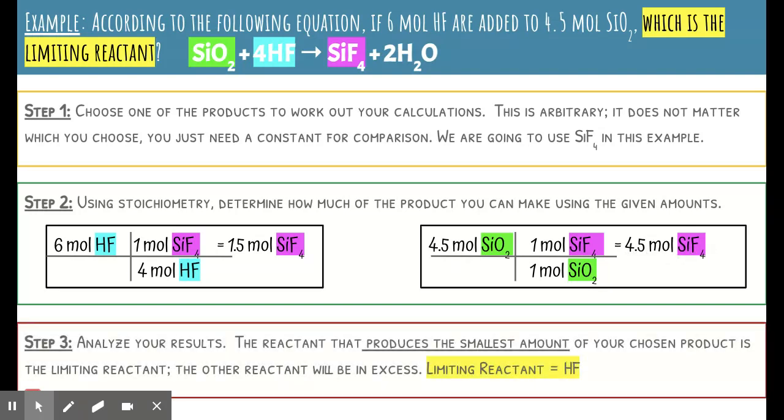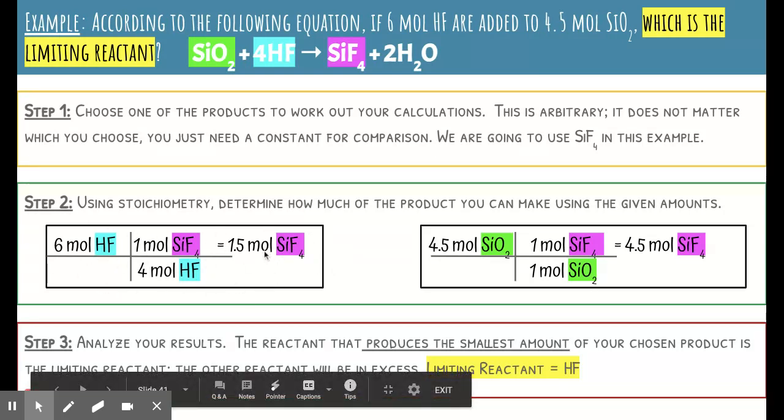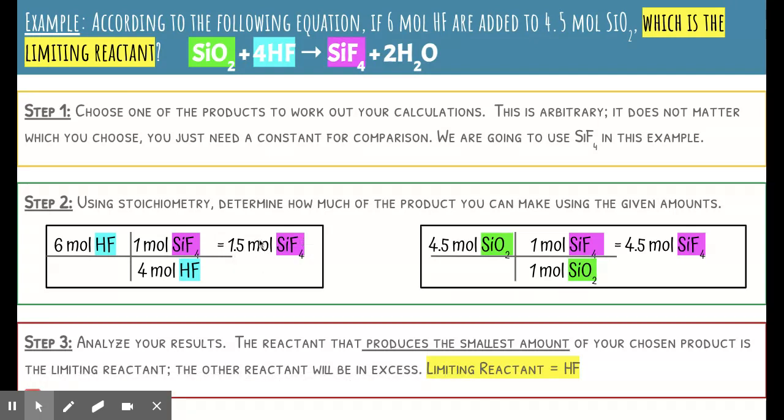Now, the last part is to figure out which of these is the limiting reactant, because that's what the question is actually asking. So we're going to analyze our results. The reactant that produces the smallest amount of the chosen product is the limiting reactant. The other one will be in excess. In this case, using the hydrogen fluoride, we can only produce 1.5 moles of silicon tetrafluoride. On this side, using the silicon dioxide, we can make 4.5 moles of the designated product. Obviously, if we start with 6 moles of hydrogen fluoride, this is going to be the least amount of the product that we can produce. We cannot make any more silicon tetrafluoride than 1.5 moles with this given amount here.